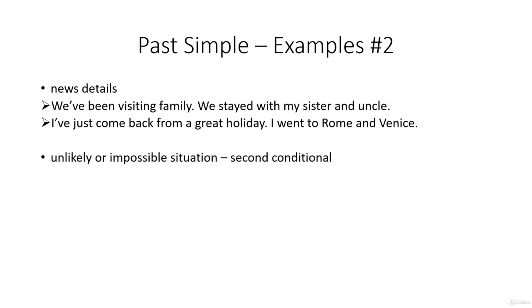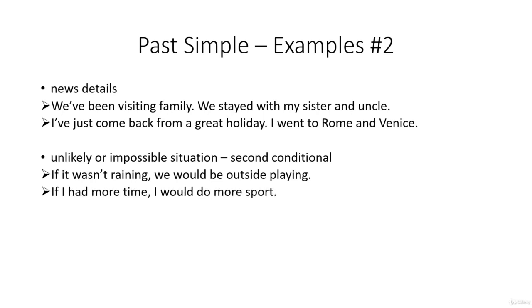We also use the past simple to form the second conditional. This is used for unlikely or impossible situations. For example, if it wasn't raining, we would be playing outside. Well, it is raining, so we're inside. If I had more time, I would do more sport. Well, I don't have more time, and that's my excuse.